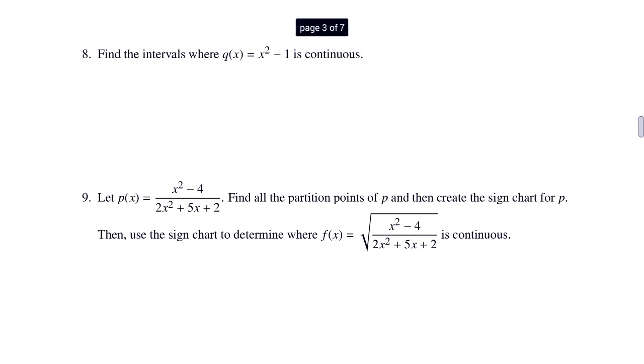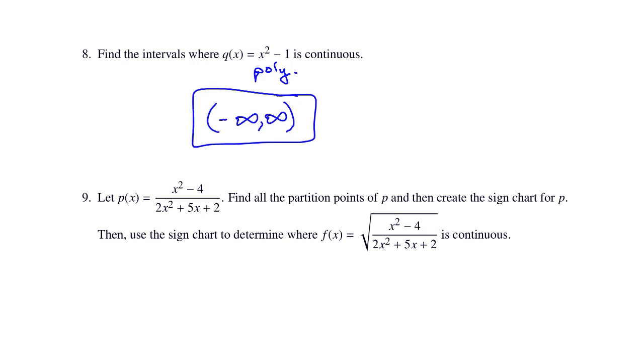Question 8. Find the intervals where q of x equals x squared minus 1 is continuous. Well, this function is a polynomial, and polynomials are continuous over the entire real line: -infinity to infinity.